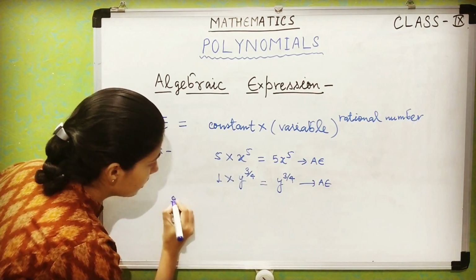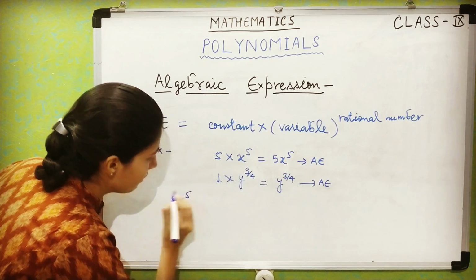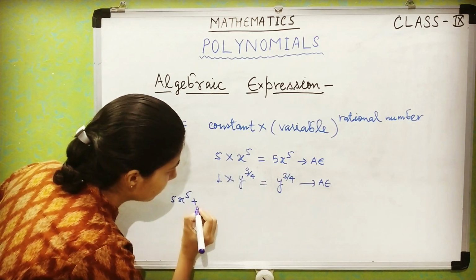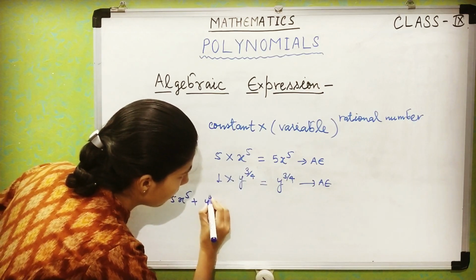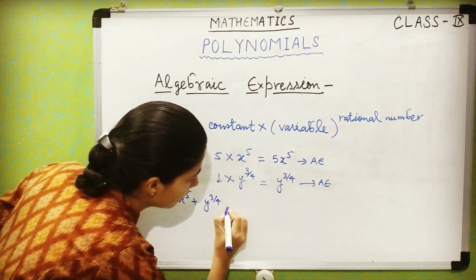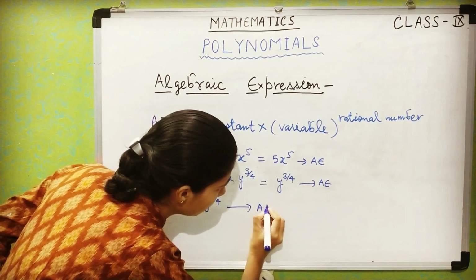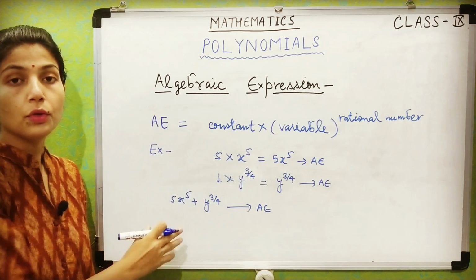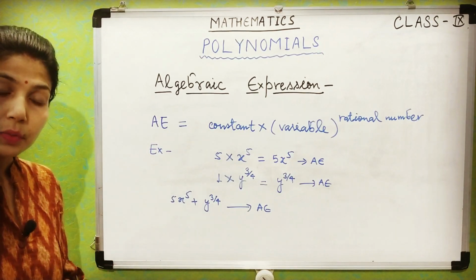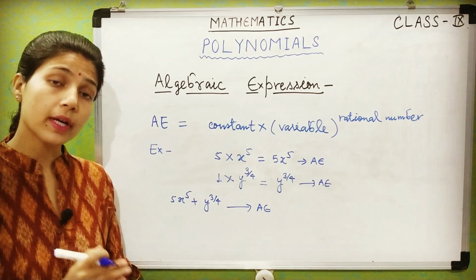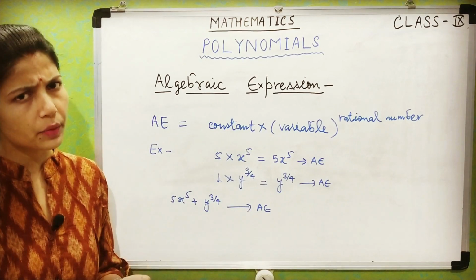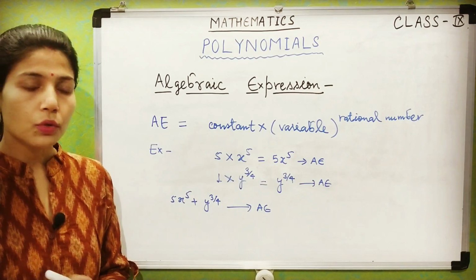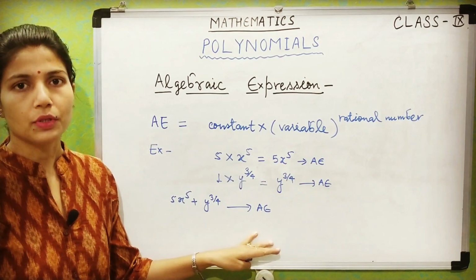If I take these two, 5x raised to power 5, this is an algebraic expression, and I am adding it to y raised to power 3/4. This will also be an algebraic expression. So if you add 2 algebraic expressions, or subtract 2 or 3 algebraic expressions, or multiply, or divide, always you will get an algebraic expression.